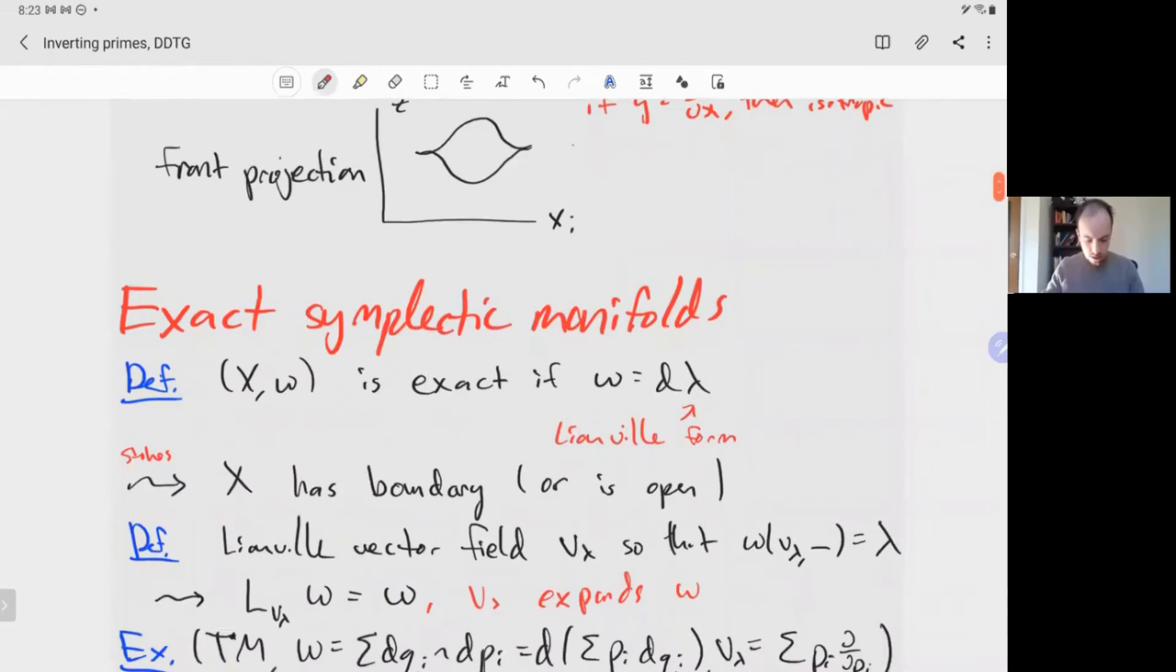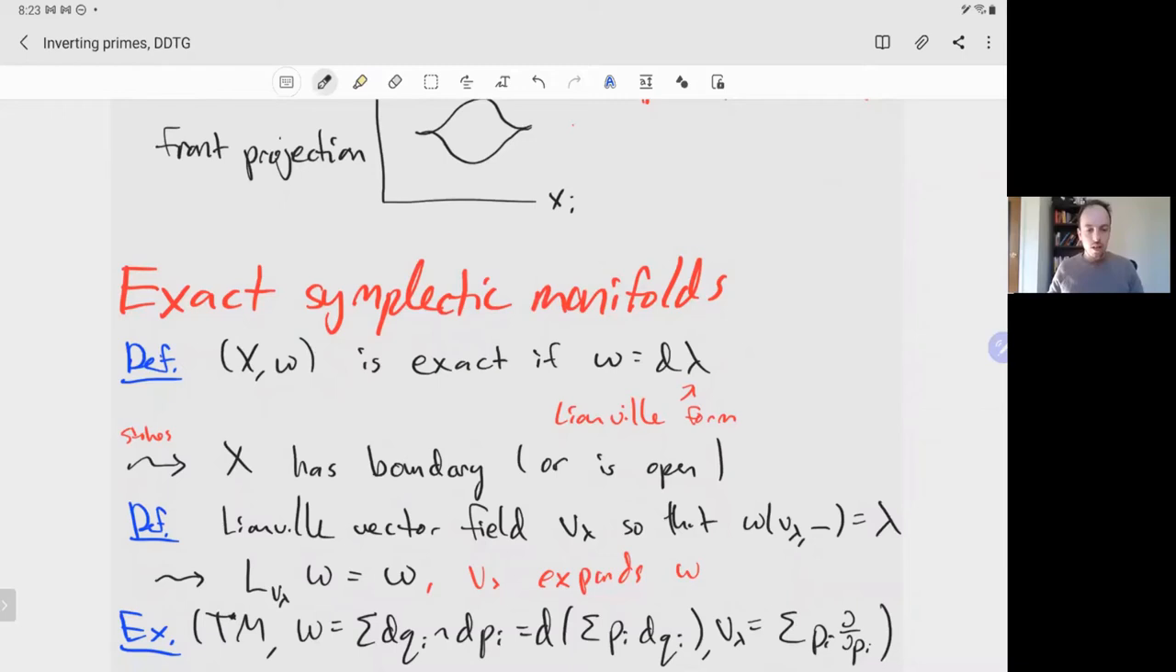That's the point. One example we're already familiar with is the cotangent bundle of M with the standard symplectic form. There's a canonical one form, which is the sum of p_i dq_i, and its exterior derivative is a symplectic form, so it makes it exact. This implies that the Liouville vector field for this one form is just radial expansion in the p coordinates. So the flow is just expansion in the p coordinates, and you can see that the symplectic form grows as you move in the p coordinates.